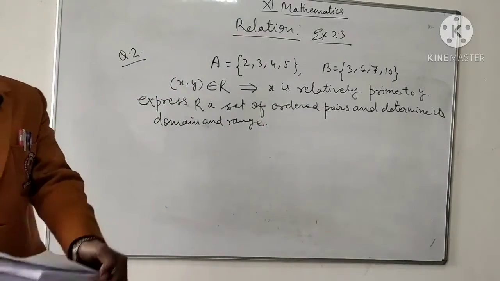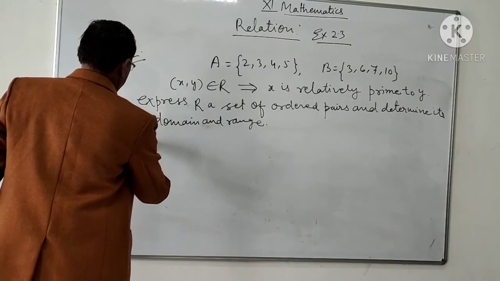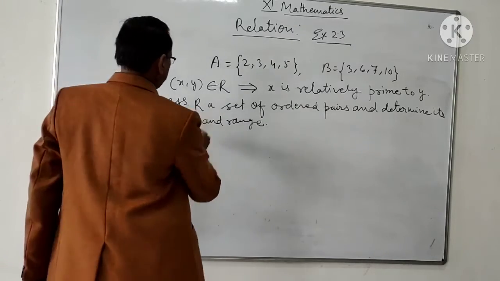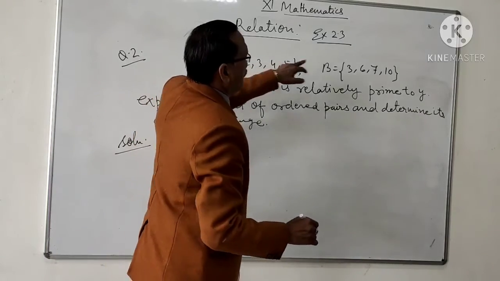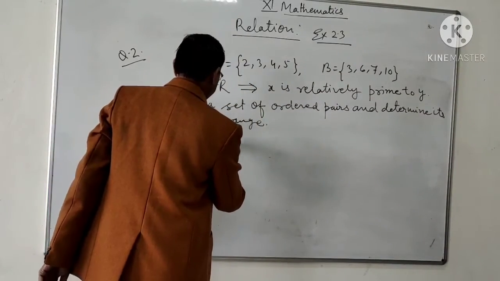Student, it is one of the good questions. So let us find the relation. So R equal to 2 is relatively prime with 3, so 2, 3.